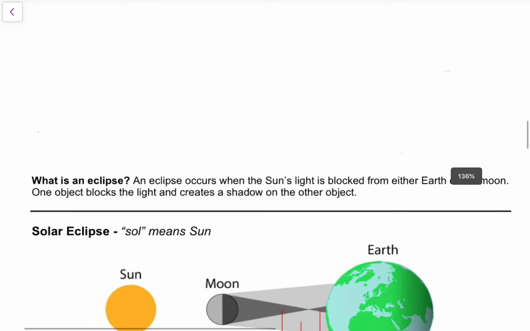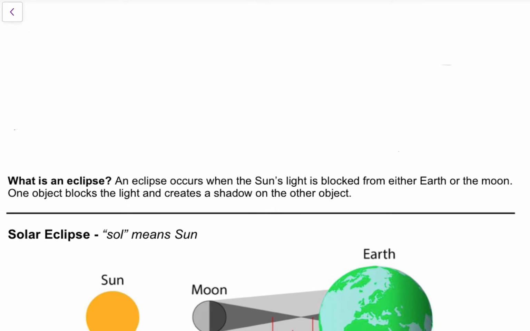So to start, it's important for us to just think about what an eclipse is in general. An eclipse occurs when the sun's light is blocked from either Earth or the moon. One object blocks the light and creates a shadow on the other object.